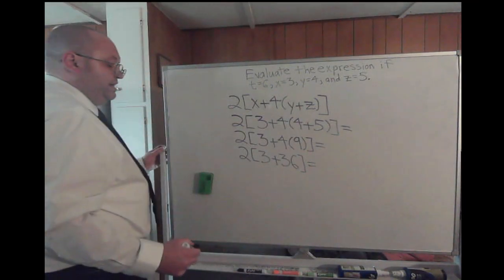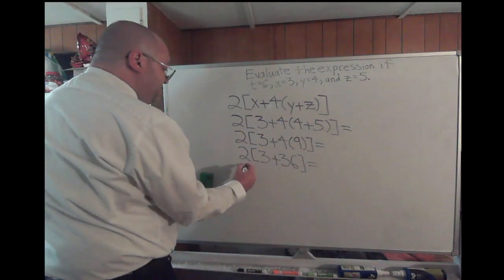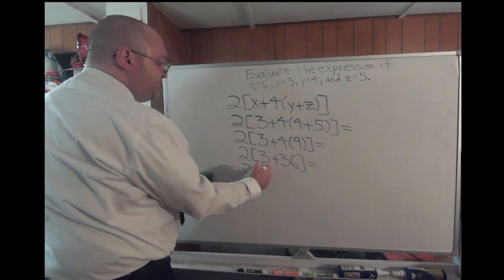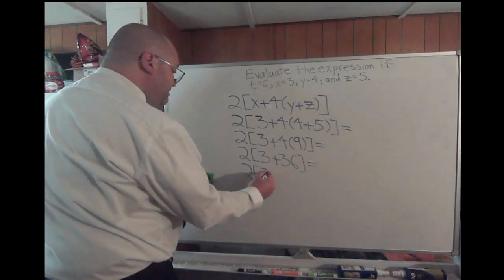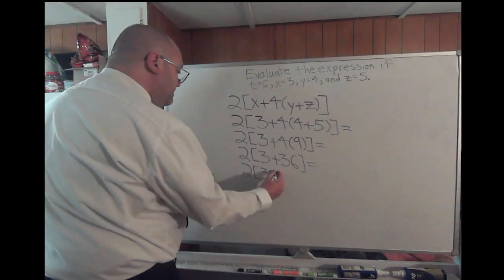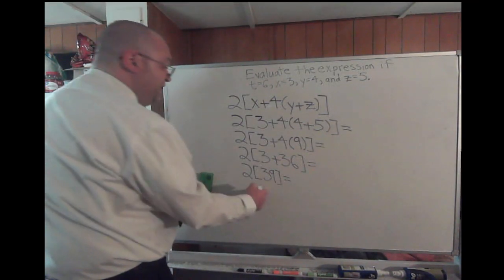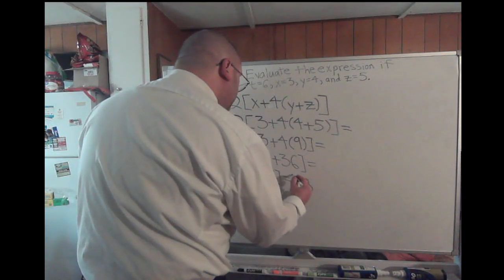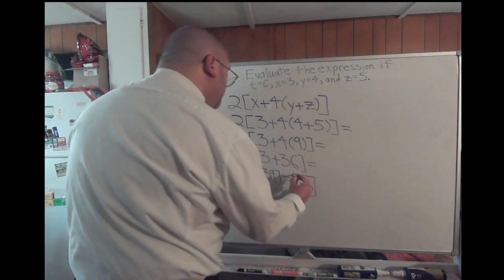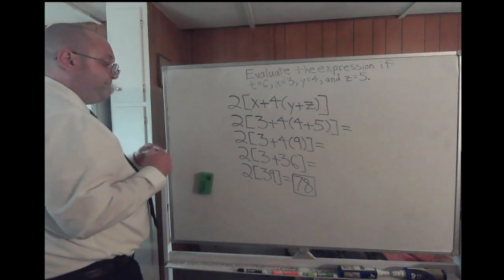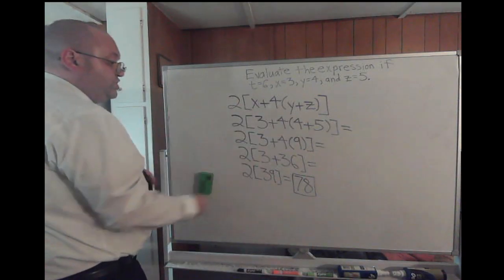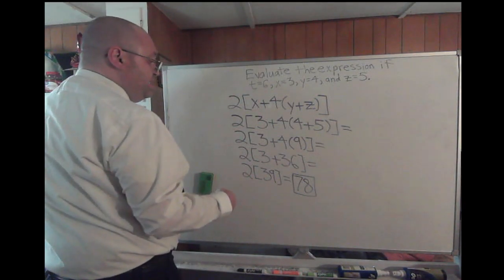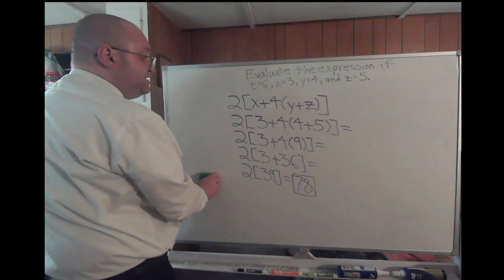Now we're just left with what's inside the brackets. You still keep 2 on the outside, but inside the brackets you just got 3 plus 36. That's going to be 39. So now you're just left with 2 times 39. You would get 78. So 78 would be your answer for this expression here. Once you substitute the values of the variables and do the order of operations, you get 78.